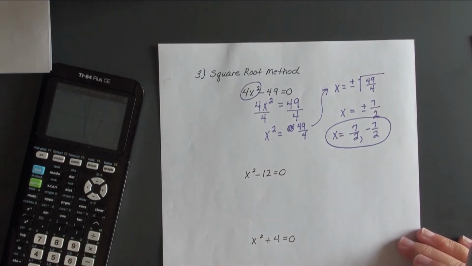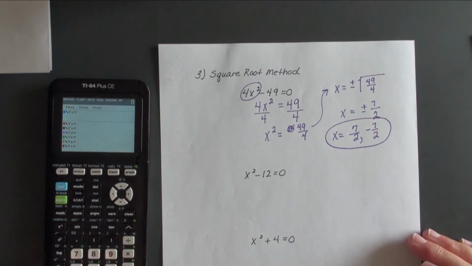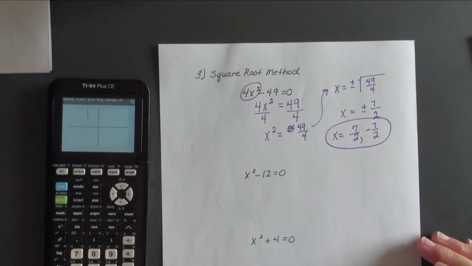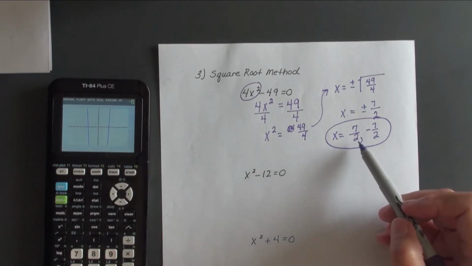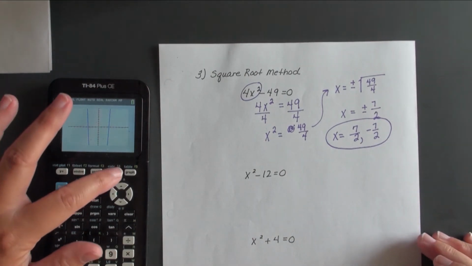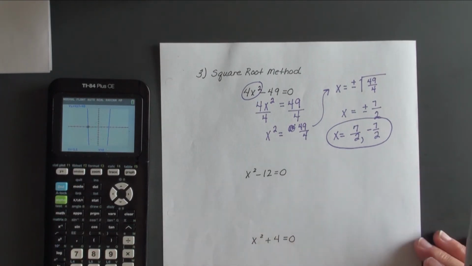Now, let's put that into the calculator and see if our graph agrees with our solutions. So I'm going to go into y equals. I'm going to type in 4x squared minus 49, and I'm going to press zoom 6. And what we're looking for is 7/2 and negative 7/2 as being the x-intercepts. So press trace 7/2, and we get y equals 0. Press trace negative 7/2, and we get y equals 0. Therefore, our solution is correct.